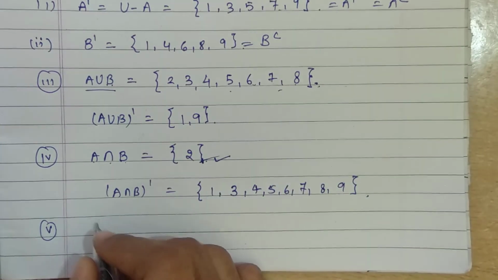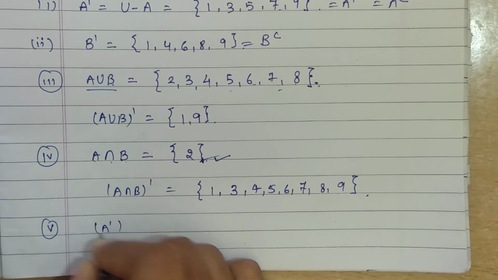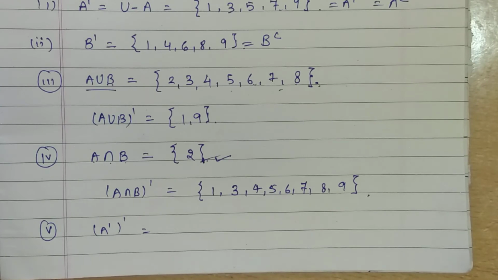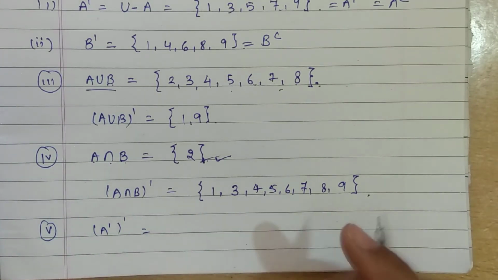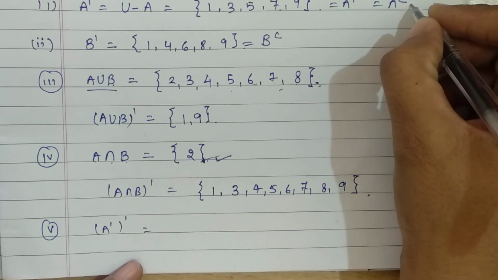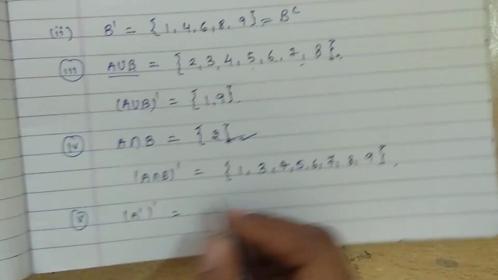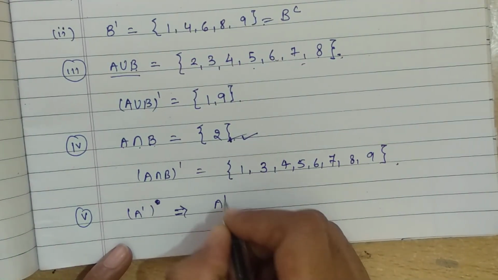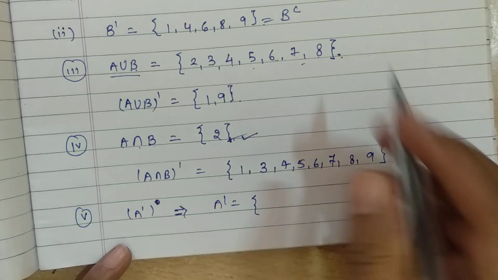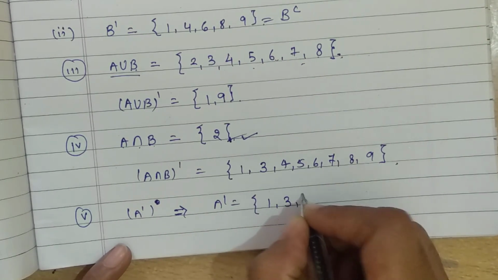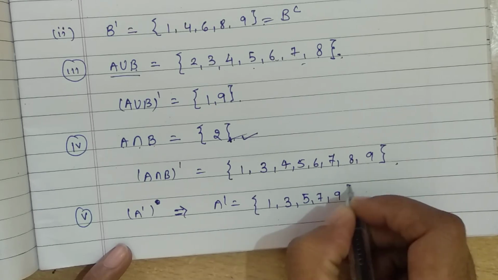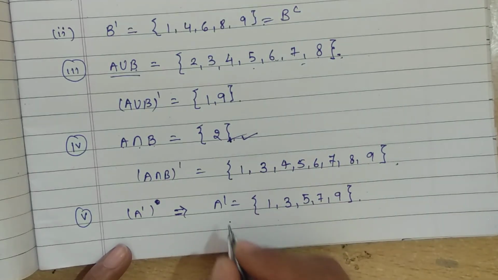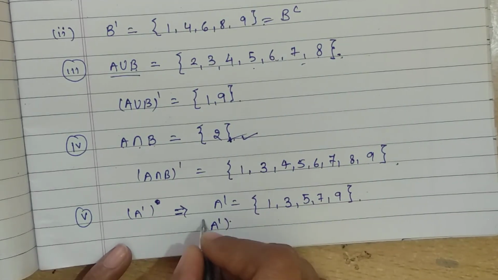Okay, now last is the complement of A complement. For this, first, in part 1 we already found A complement. So what is A complement? A complement is 1, 3, 5, 7 and 9. Clear? This is A complement. Now the question is the complement of A complement.